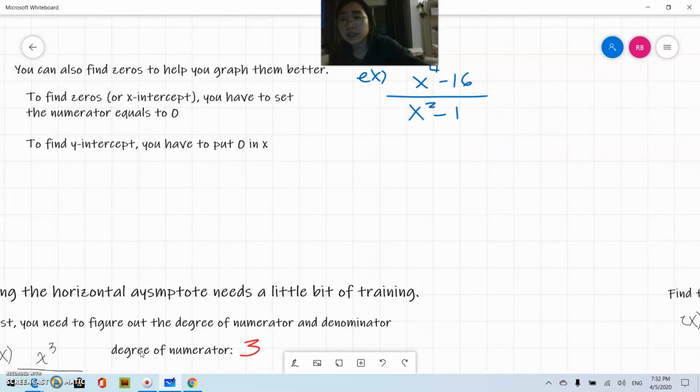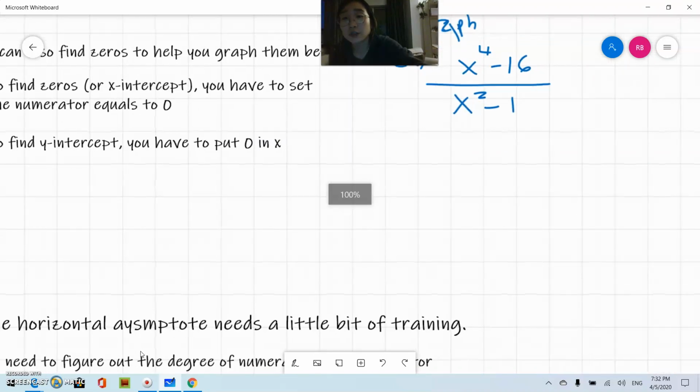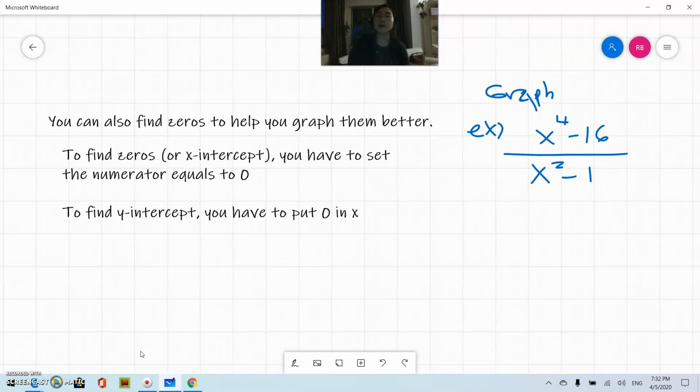The reason we are looking at all these things is so that we can actually graph it. Having those asymptotes gives you a good guideline, but it doesn't actually tell you what your graph looks like. So to make it a little bit more accurate, you can find zeros, which are x-intercepts, and you can also find y-intercepts. I'm going to show you an example of graphing this by hand. Okay, it's just a rough sketch.